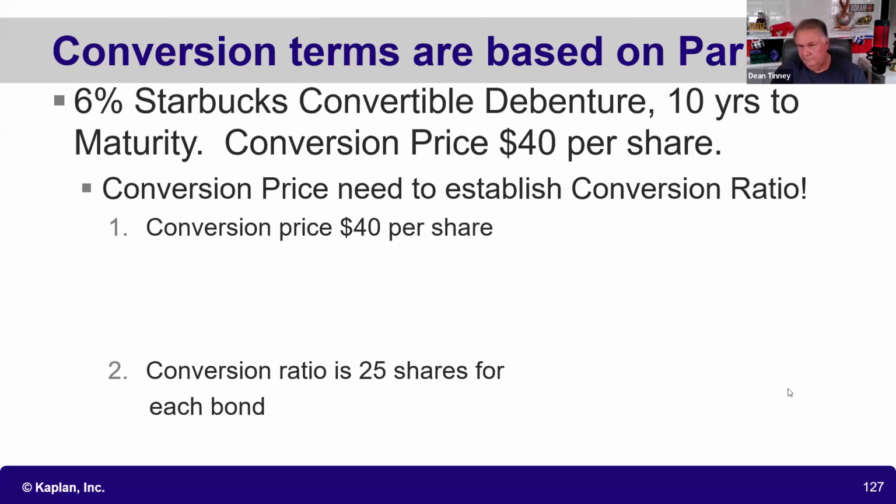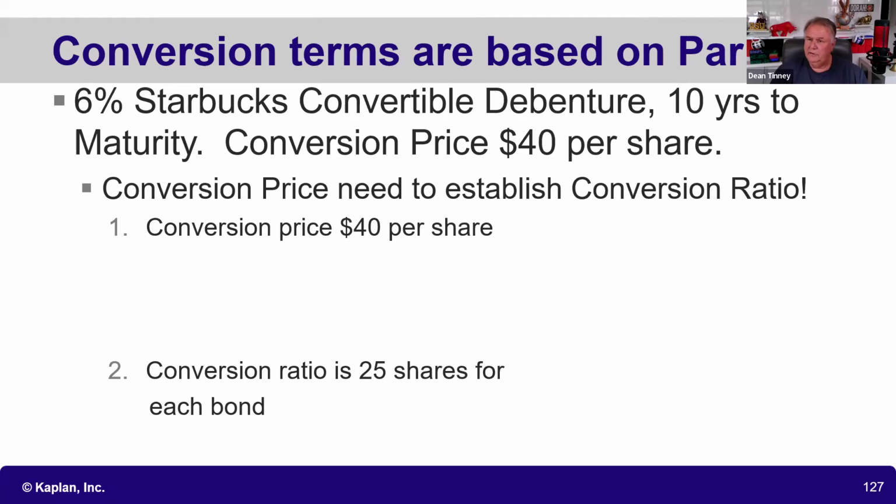All right, so here is a Starbucks convertible bond. Starbucks, early in their life stage, issued a 6% bond. That's the interest they're paying. Starbucks gets away with paying less on the bond than they would if it didn't have the conversion feature. It has 10 years to maturity.